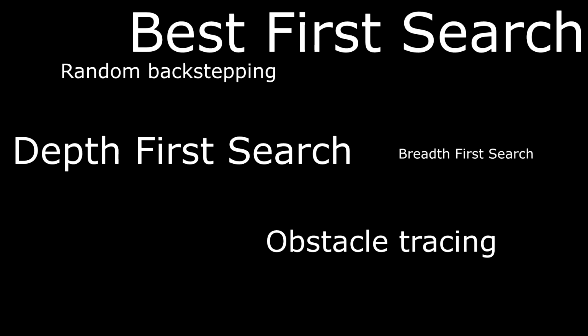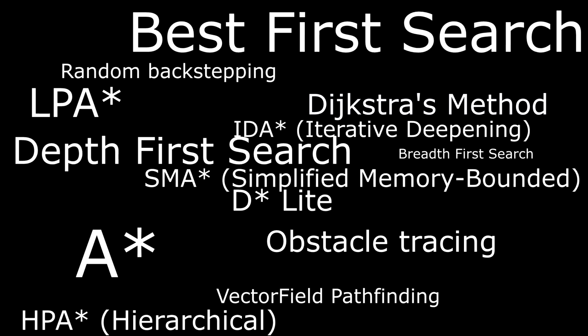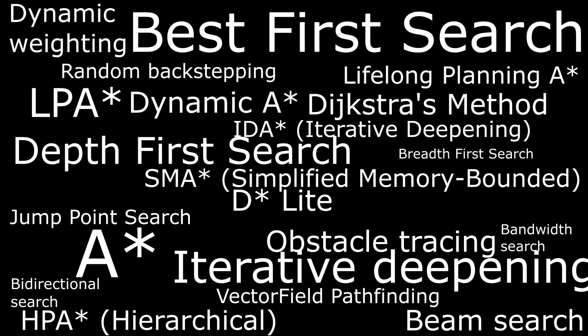the map. There are many different types of pathfinding algorithms, such as random backstepping, obstacle tracing, breadth first search, depth first search, best first search, vector field pathfinding, Dijkstra's method, A-star. Then, there are the different variations of A-star. LPA star, HPA star, SMA star, beam search, deep dynamic weighting, bidirectional search, A-star, planning A-star. But don't worry, you don't need to learn all of those. These are the three we will be comparing today.